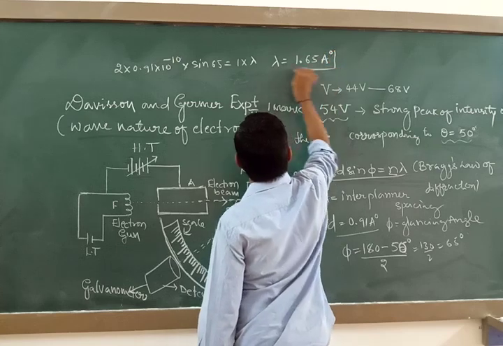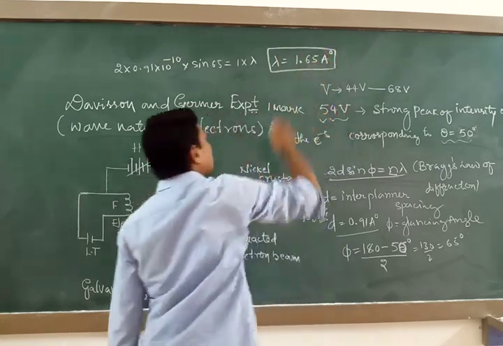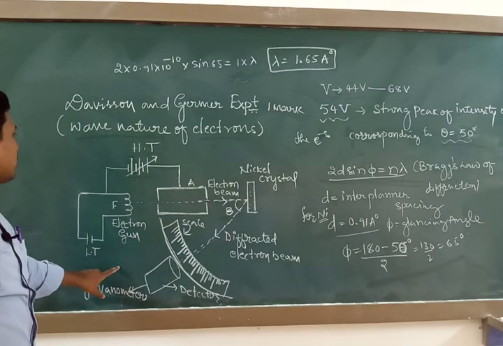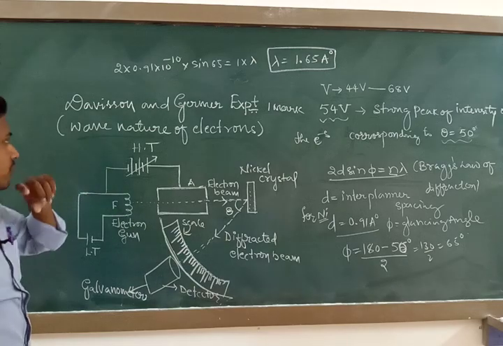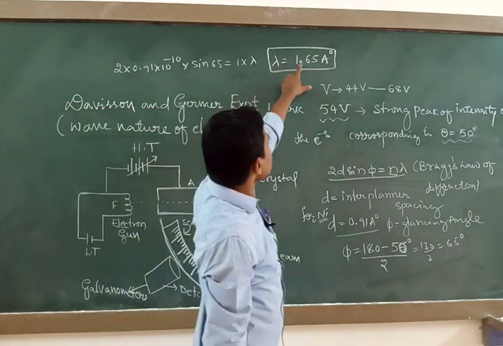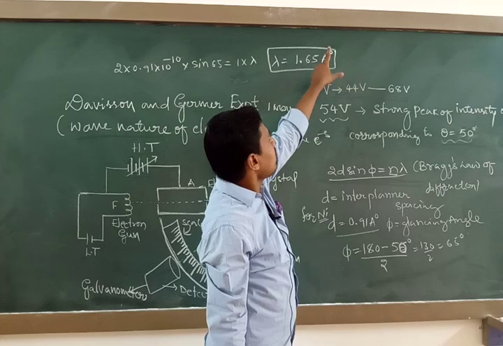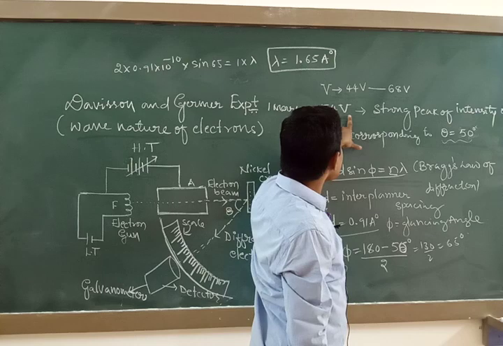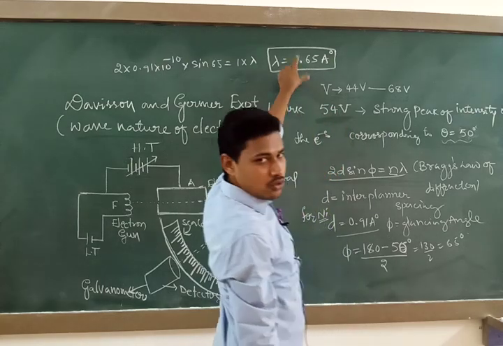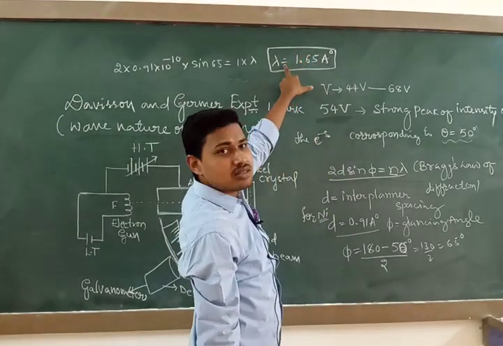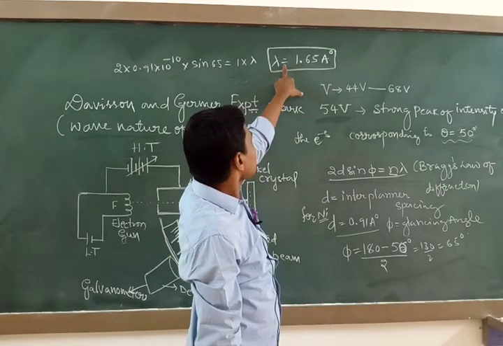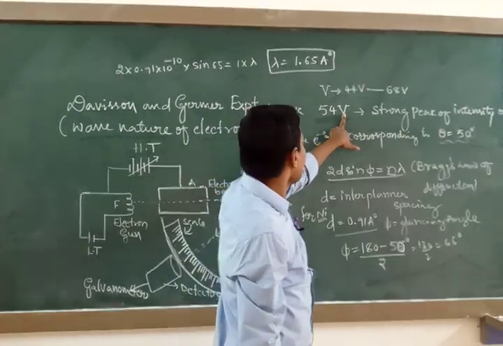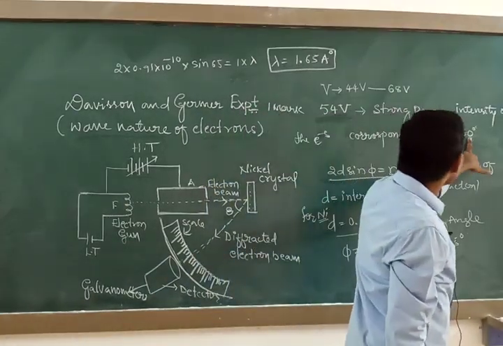1.65 angstrom. So this is what Davisson and Germer calculated experimentally while confirming the wave nature of electron: they found lambda is equal to 1.65 angstrom. And remember, they calculated this for the corresponding accelerating potential. This is the wavelength associated with the electrons when they are accelerated to a potential of 54 volt, corresponding to the scattering angle of 50 degree.